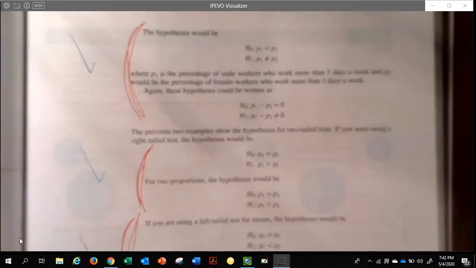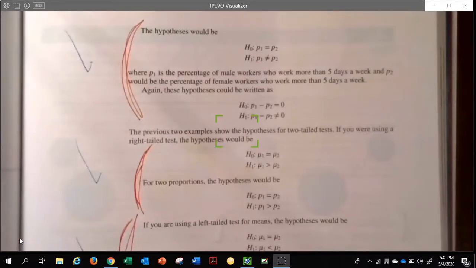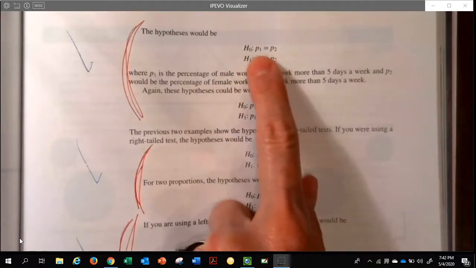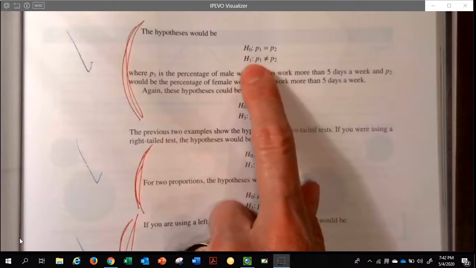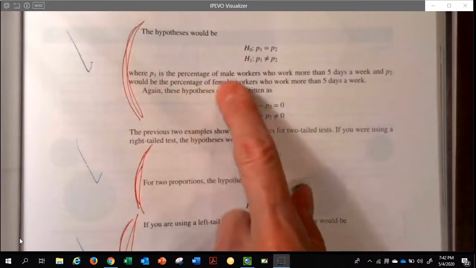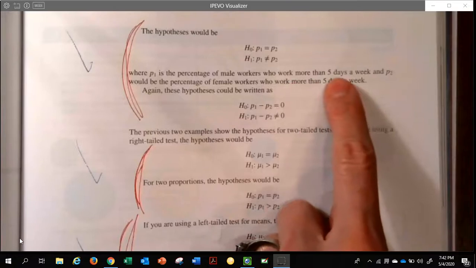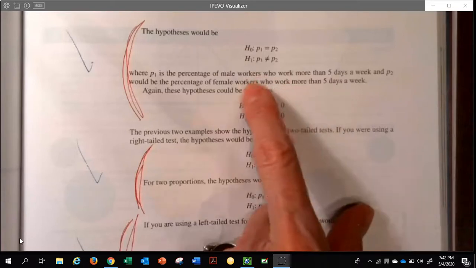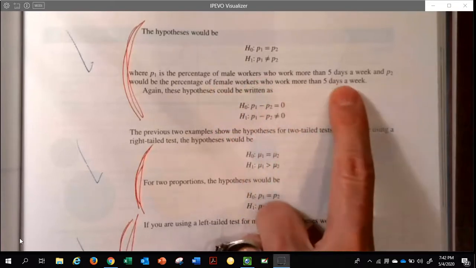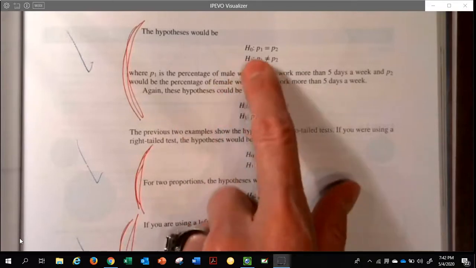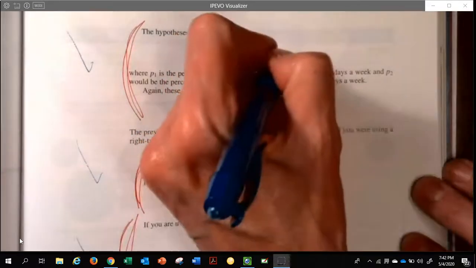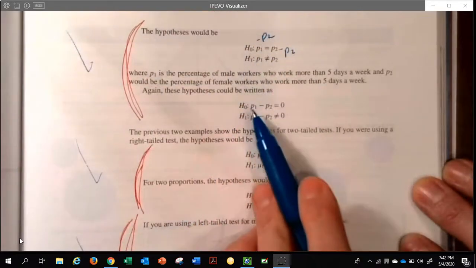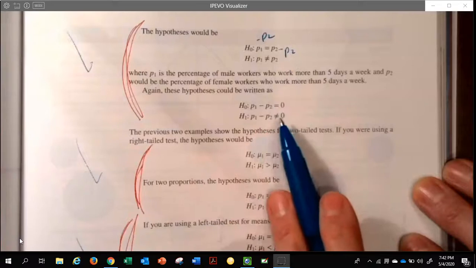I'm going to ask you to focus one more time, and it says the hypotheses would be, from what I didn't read over there, that the null is that the proportions are equal, and the alternate would be that they are not equal, where P sub 1 is the percentage of the male workers working more than 5 days a week, and P sub 2 is the percentage of female workers who work more than 5 days a week. And again, we could write this, we could move that P sub 2 over, and we would get P sub 1 minus P sub 2 as we see here, and when we subtract these we would get 0.